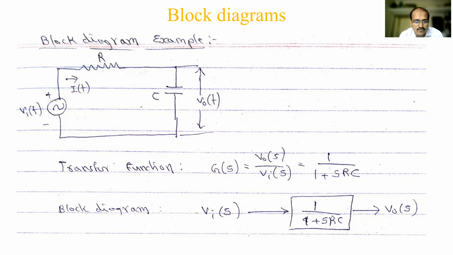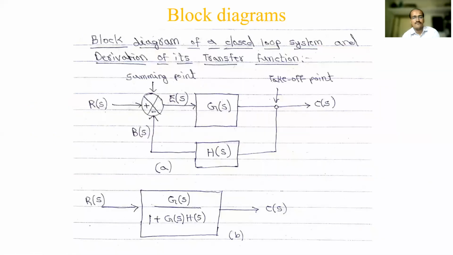Before we do that, we'll have a simple derivation here of a simple minor closed loop system. They will ask that in the exam, that's why it is considered here. Five to six marks, this question is really asked. So this is one of the theory questions: block diagram of a closed loop system, and derivation of its transfer function. For that, this block diagram is considered now.